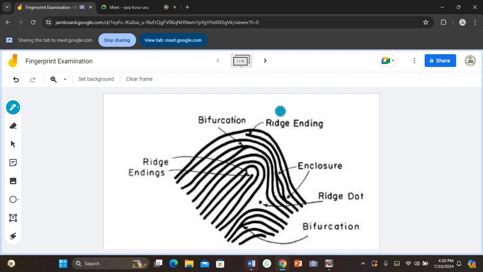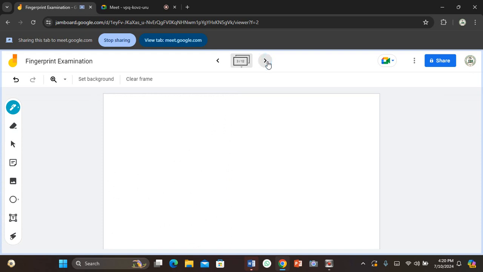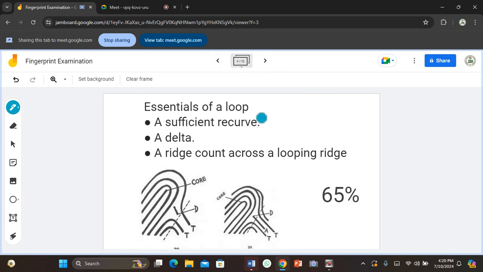Let's move ahead. Last week we talked much about loops. So let's conclude that one. There are things you can use to say this is a loop or not, and we refer to those as essentials of a loop. Every loop must have a sufficient recurve. That is, there must be at least some of the ridge that will move inside the print and go back the same side.